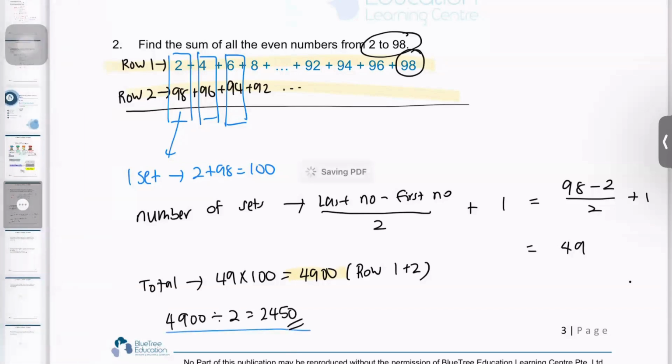With more practice, you realize that this pattern is always the same. You just have to remember how to find your number of sets.